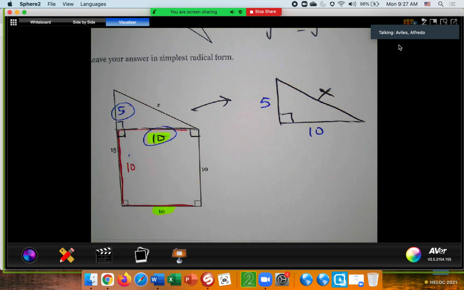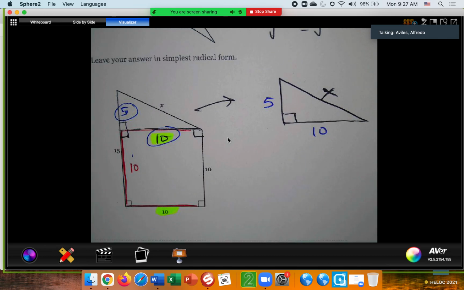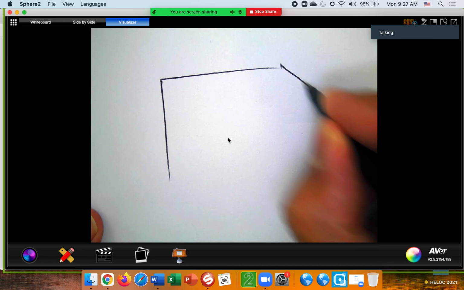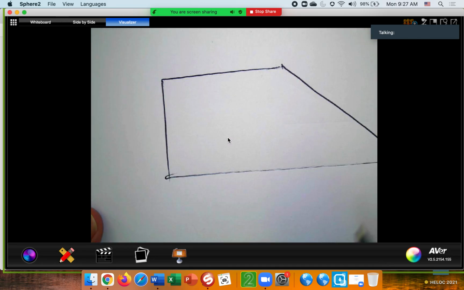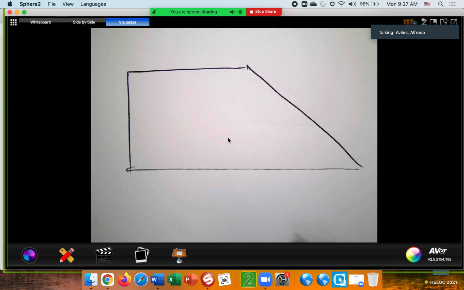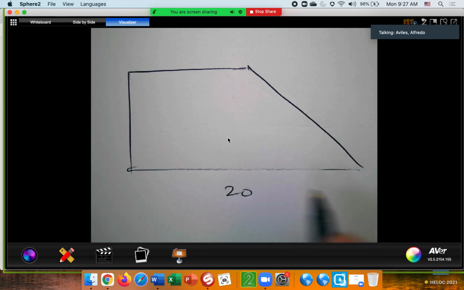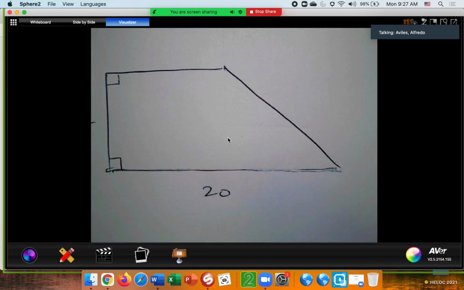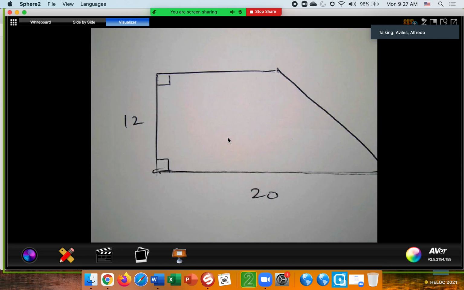Let me give you a different one, because this example gave you a perfect square. I mean a square like the shape of a square. But if it was not, it would look like, just real quick, let's say I do it this way. What if I tell you this is 20, this is 12? We're trying to work with the right triangle, which is obviously going to be over here.